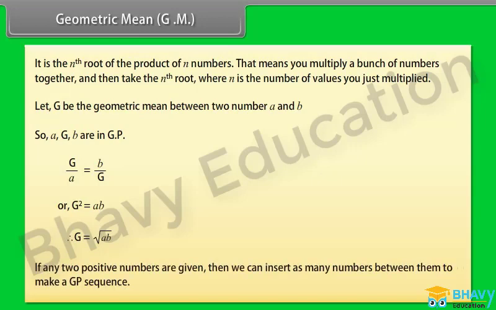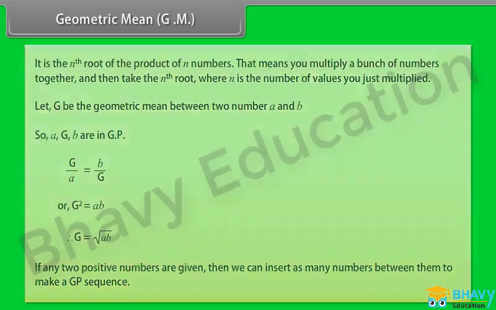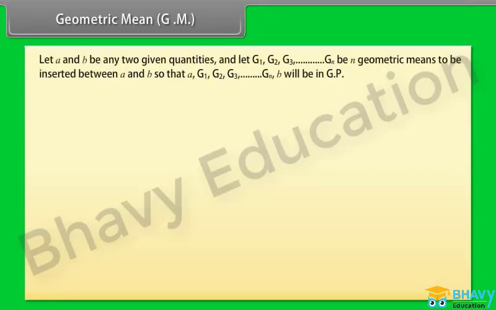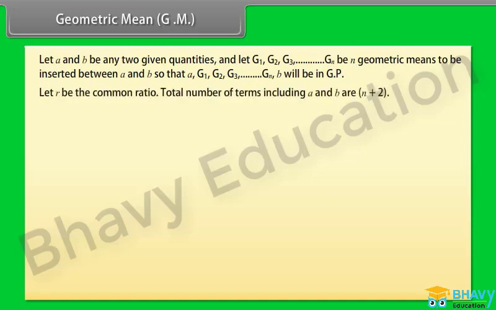Therefore, G is equal to square root of a into b. If any two positive numbers are given, then we can insert as many numbers between them to make a GP sequence. Let a and b be any two given quantities, and let G1, G2, G3 up to Gn be n geometric means to be inserted between a and b, so that a, G1, G2, G3 up to Gn, b will be in GP. Let r be the common ratio. Total number of terms including a and b are n plus 2.